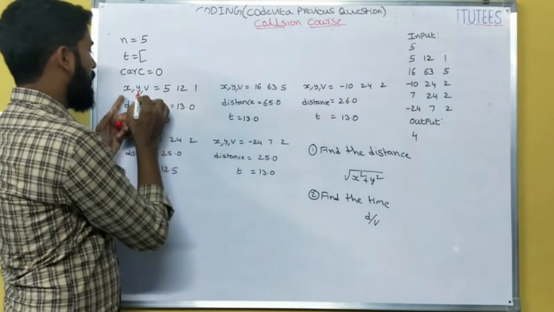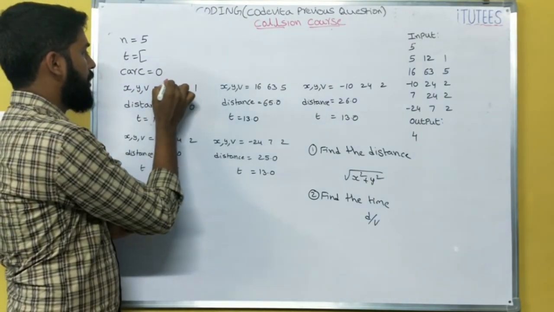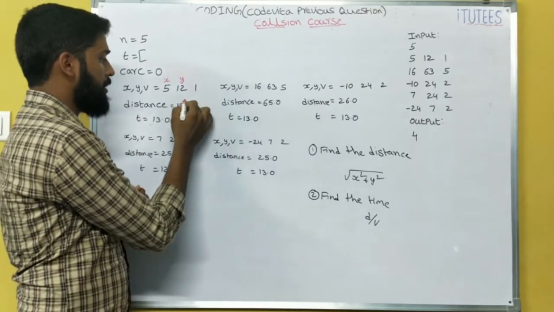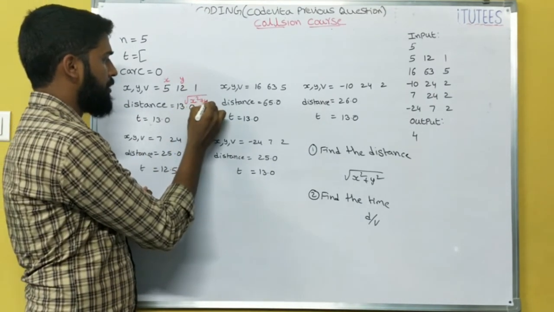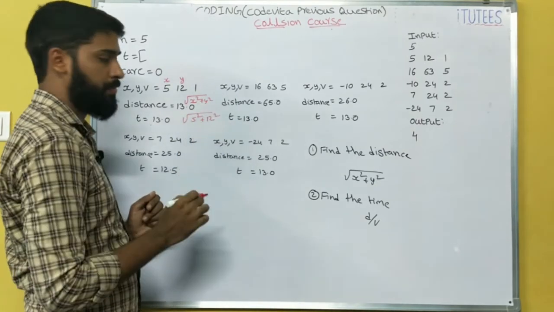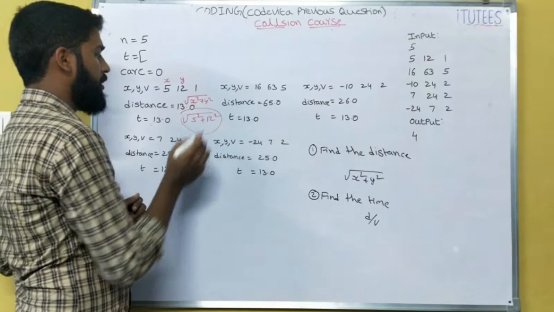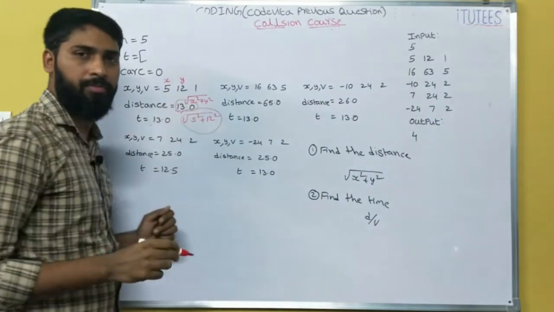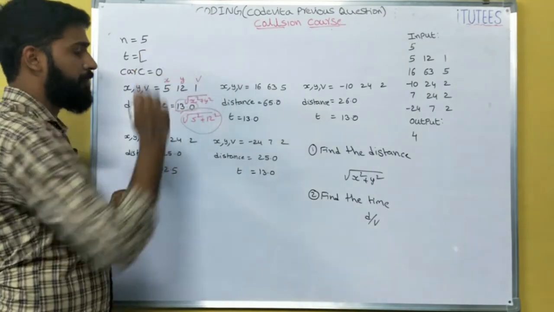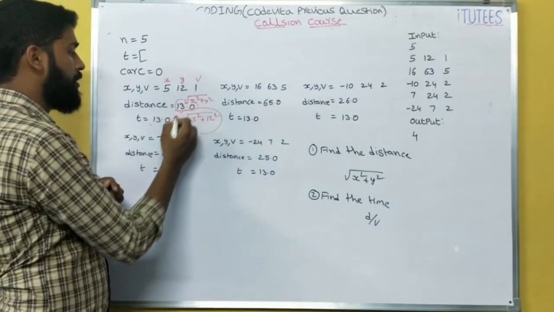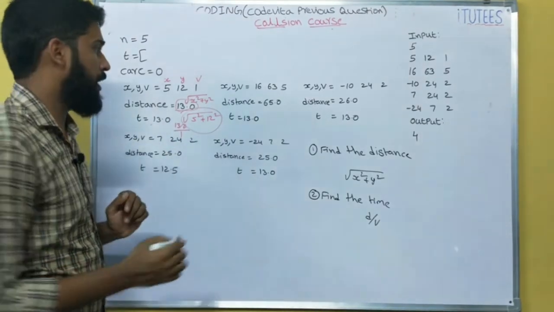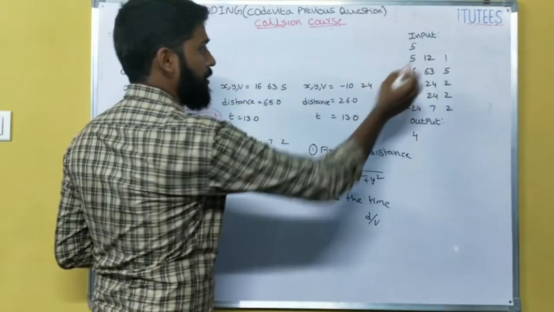Okay, so this is the point x comma y. This is the x. This is the y. So what is the distance? Root of x square plus y square. That equals root of 5 square plus 12 square. So if you process this, we get 13.0. We know the distance. We know the velocity v. So time equals distance by velocity. We got 13. Okay.